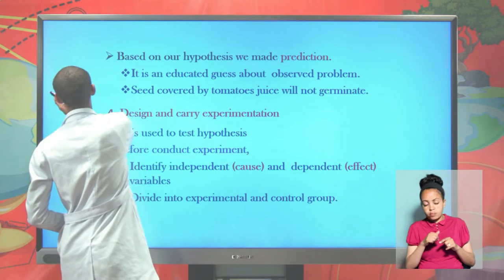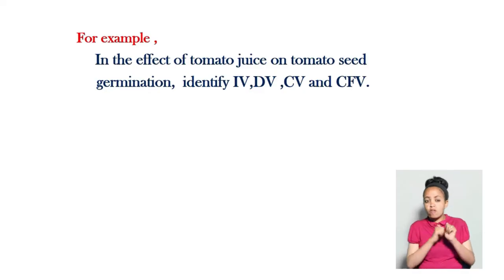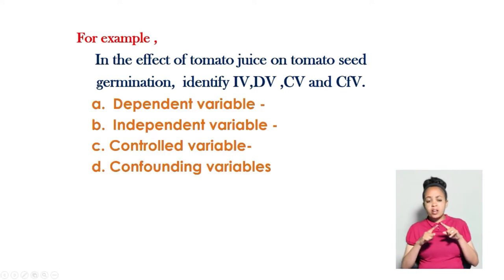So student, let's identify the following. In the effect of tomato juice on seed germination, identify the independent variable, dependent variable, confounding variable, and controlled variable.